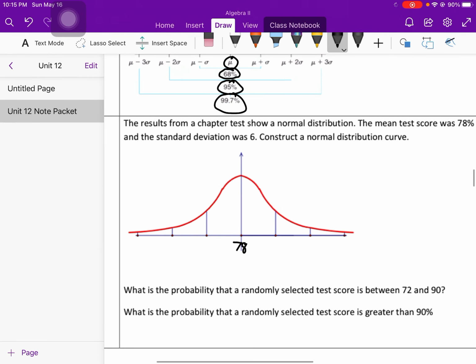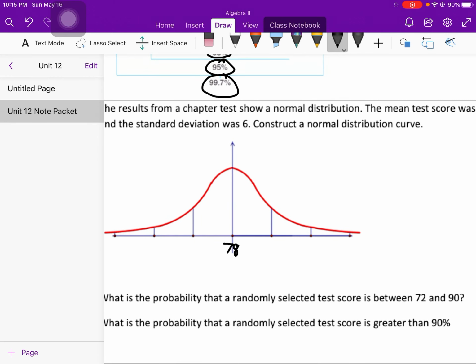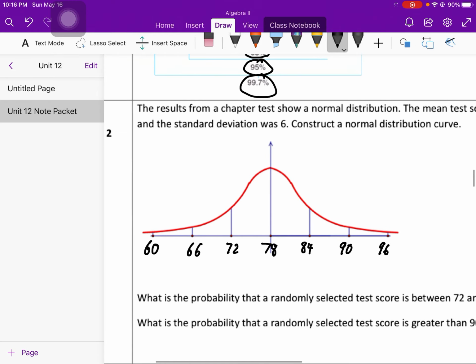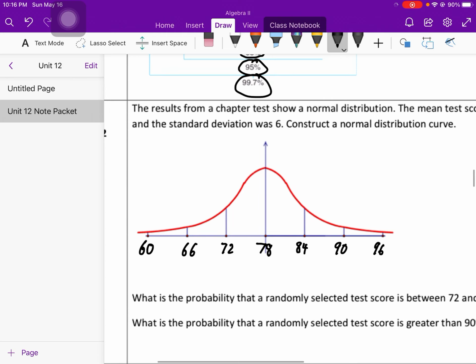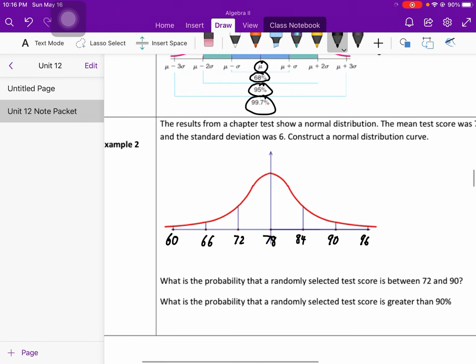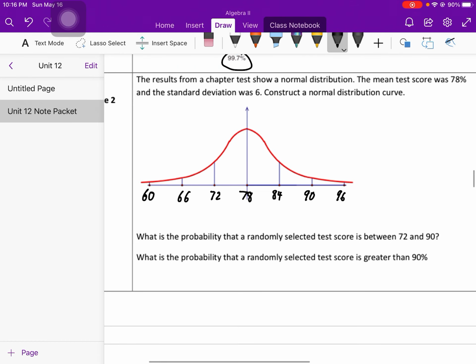Now let's fill in what we know. The standard deviation is 6, so I'm going to add and subtract 6 until I get 3 of these. When I add 6, I get 84, then 90, then 96. So that's 3 standard deviations adding, and then I'm going to subtract as well. I would get 72, 66, and 60. Pretty much all of our data should fall within that range from 60 to 96. That's the 99.7%. Anything above or below is going to be in that outlier range.